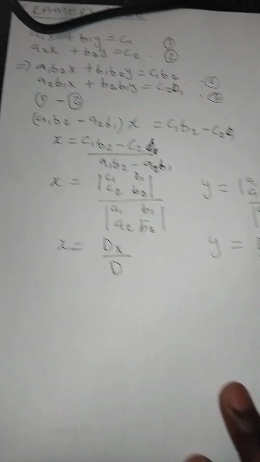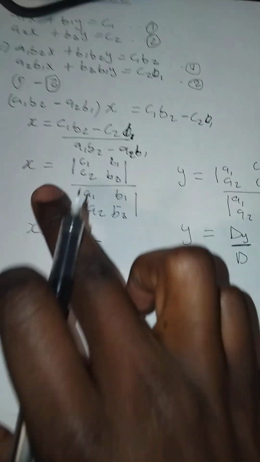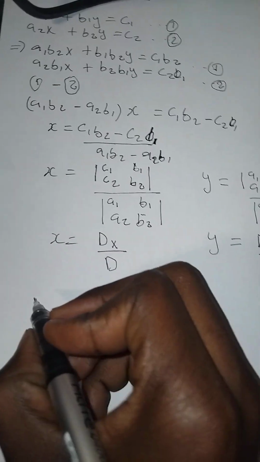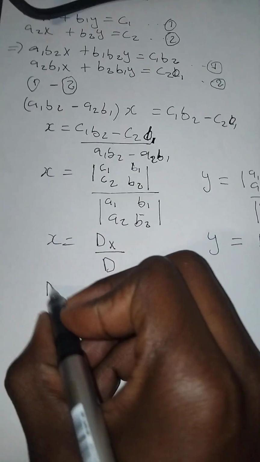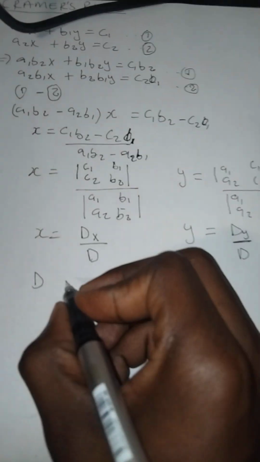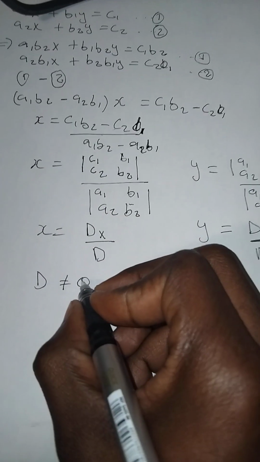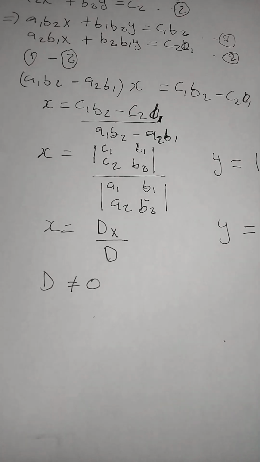Now we can try an example and see if these two equations that we get for x and y are going to give us the correct answers. The first thing we have to keep in mind, since we are dividing by D, is that D must not be equal to 0. Now let's look at an example.